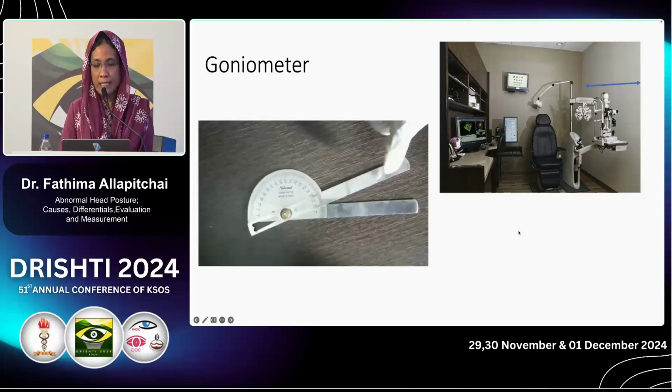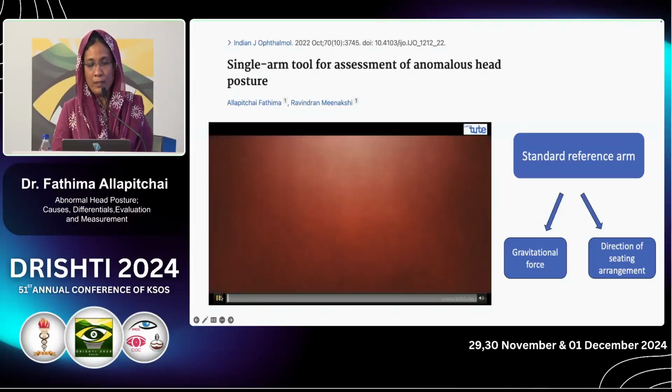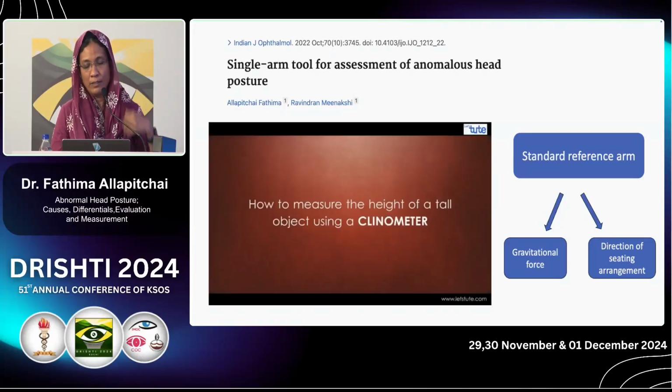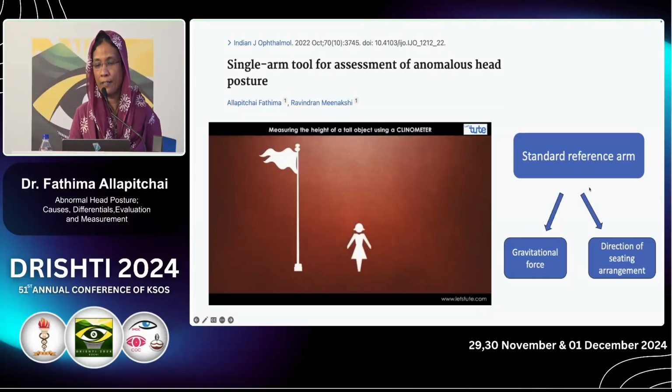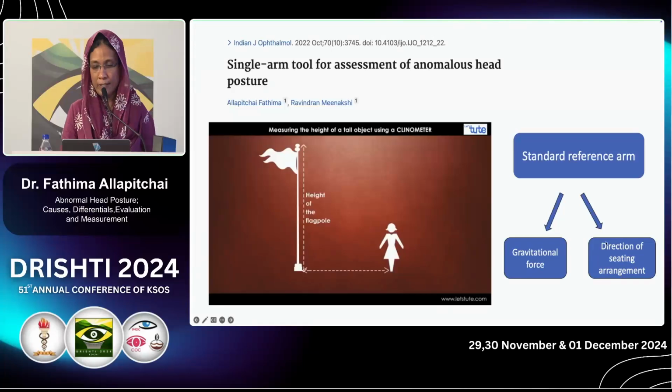Coming to the conventional goniometer, where we have two arms, one arm is the reference arm, right? So it should be kept either parallel to the room or perpendicular to the room. Imagine in a complex room, there would be a subjective variation. That's just our feeling. So we came up with a device that we named the single arm tool, because the standard reference arm is replaced by either gravitational force or the direction of the seating arrangement.